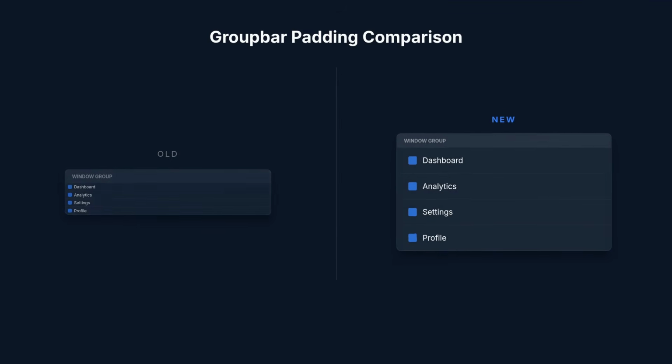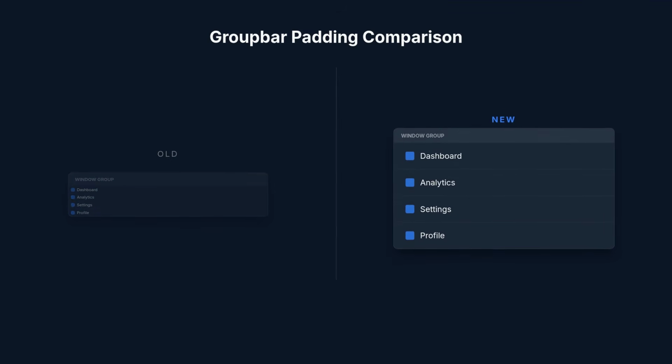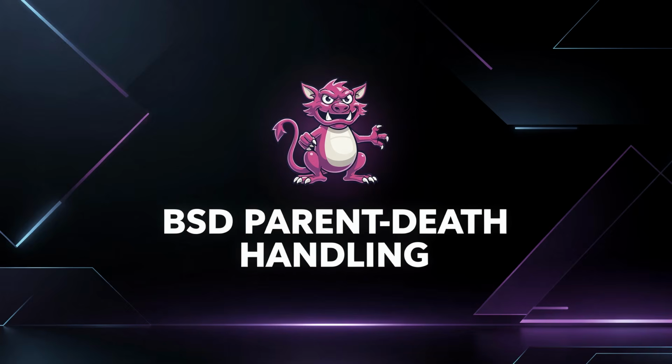They have added a new cursor zoom gesture, allowing you to pinch to zoom directly on the cursor area. There are new padding options for groupbar text, which helps with theming and making your window groups look cleaner. They have added new fields to the hyprctl command line tool, including an overfull screen field for debugging and better error messaging for Hyprpaper wallpapers. And for those using BSD systems, they have added parent death handling.